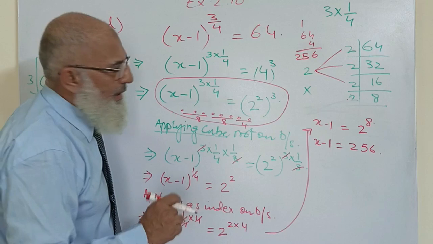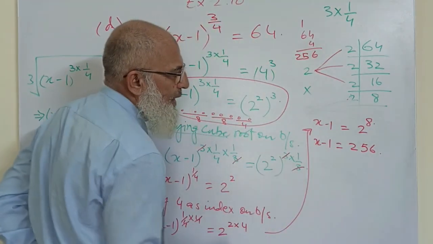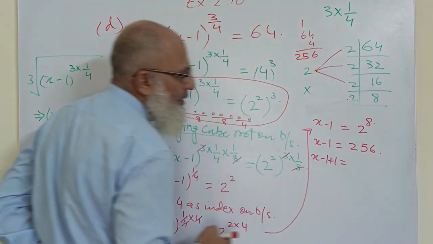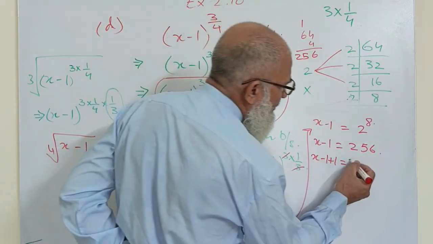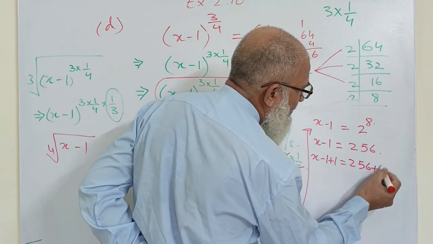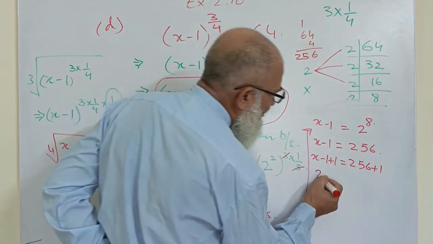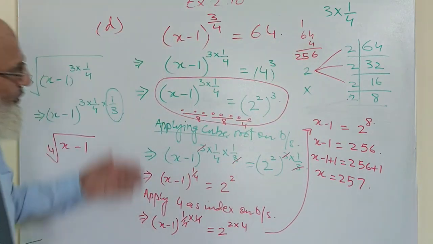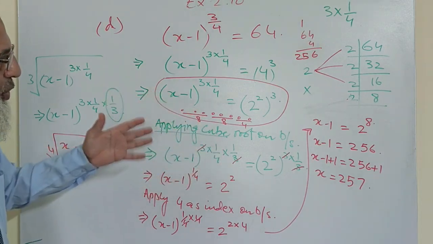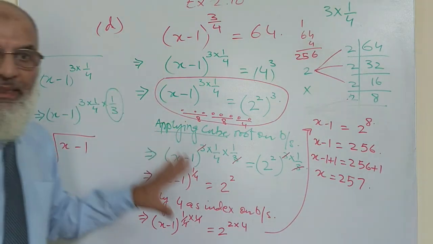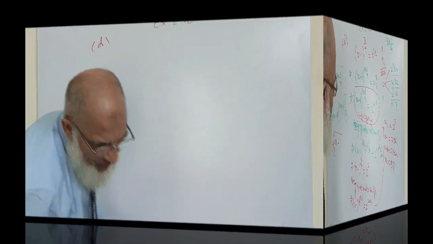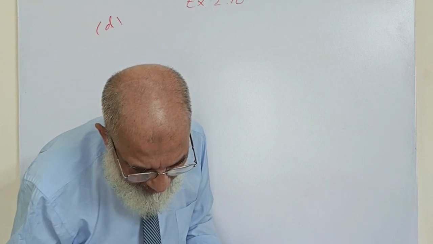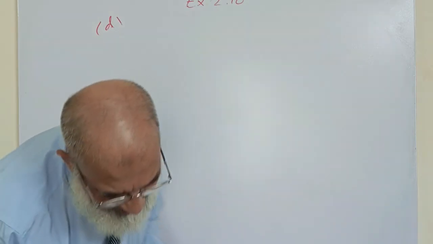It is not ended as yet. Now this is minus. We will bring it over from here. Now x is equal to 257. So dear students, you see that this was a long question, but I easily solved it. Rest of the parts are very easy. E part is very easy. F is very easy. Let me take part G now.